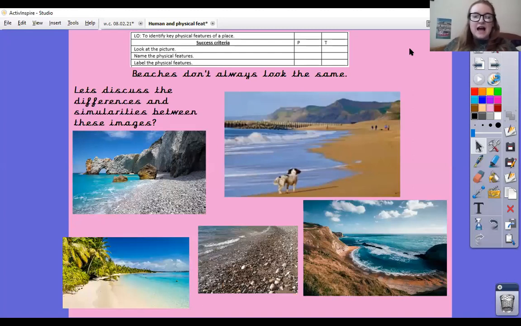So the beach is any part of land that meets the sea. It all looks different. Every beach you go to will look a little bit different, but they all have sand or pebbles or both. The sea meeting, we might find things like shells, we might find bits of forest or jungle, we might find cliffs, or we might find mountains, but it's all where land meets the sea.